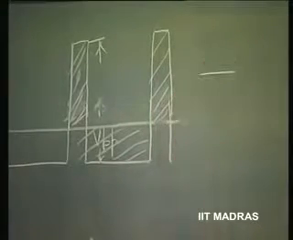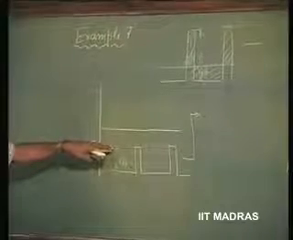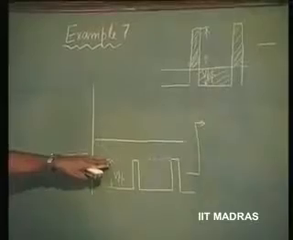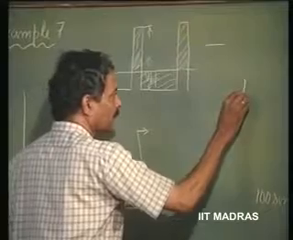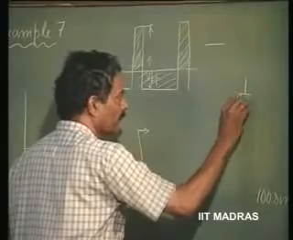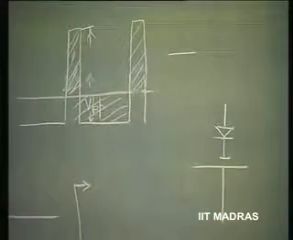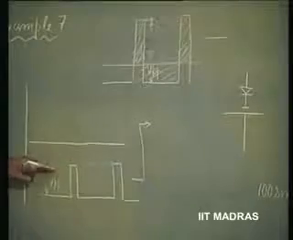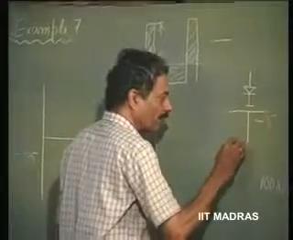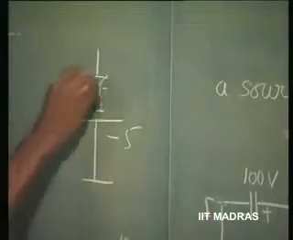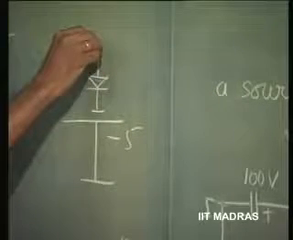Now, once again you will see that I should never allow it to become more positive than minus 5 volts. So I should make it conduct as soon as minus 5 volts is reached. This is the logic. So I have this minus 5 volts, the clamping voltage, and I put a diode, so that the diode conducts when this becomes more positive than minus 5 volts.